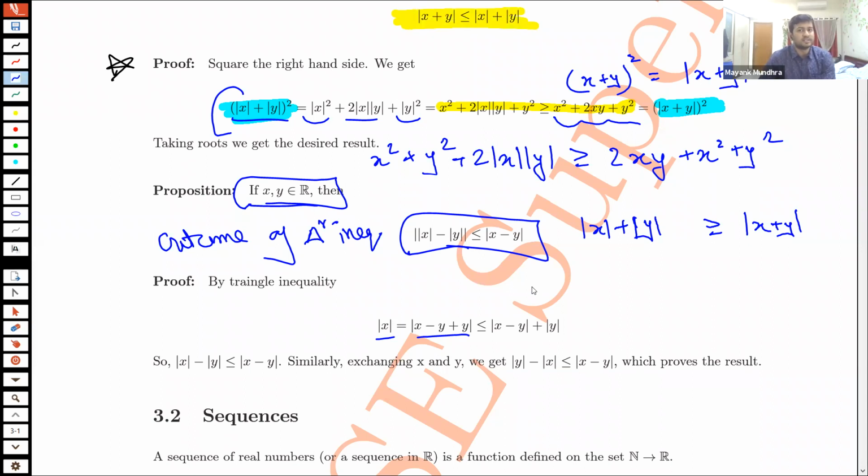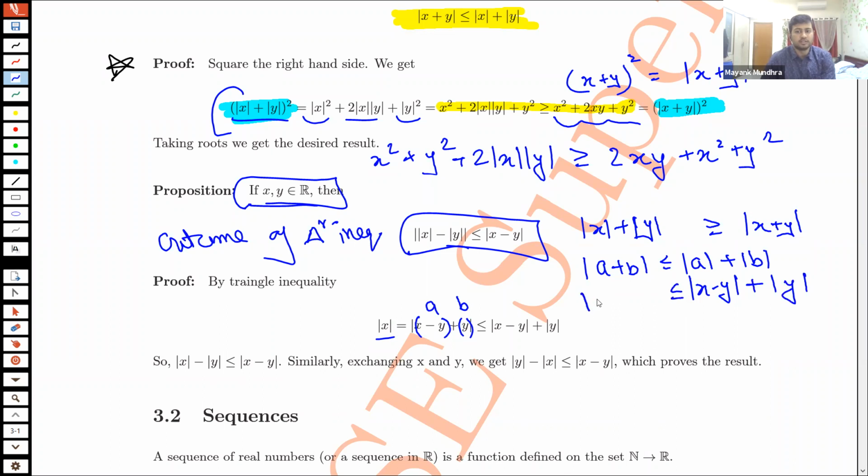Mod of x plus y is less than or equal to mod x plus mod y. So I can break this down into two things, x minus y and y. I can call these a and b. From the triangular inequality, I know that mod of a plus b is less than or equal to mod a plus mod b. Now mod a here would be mod of x minus y and mod b here would be just mod of y.